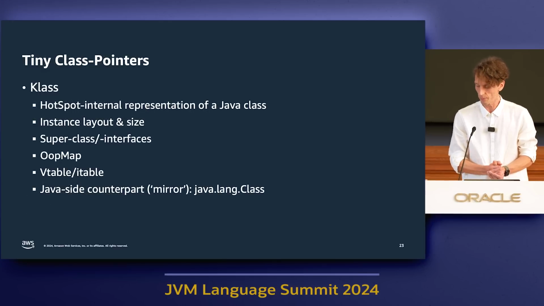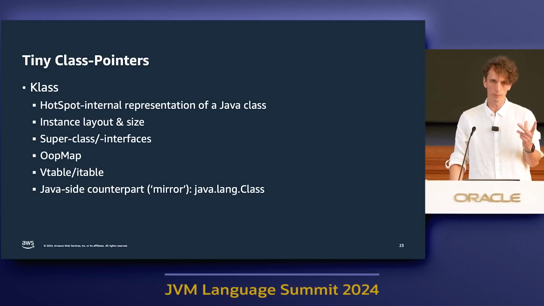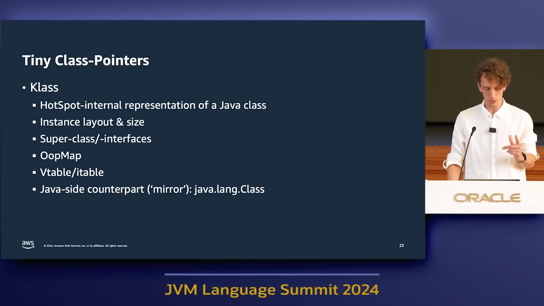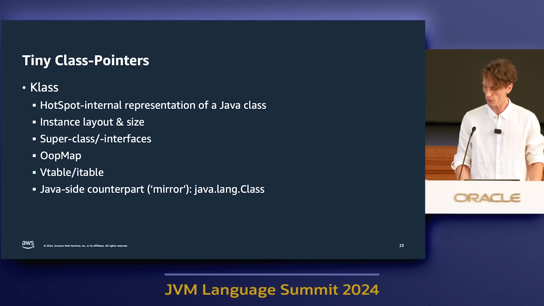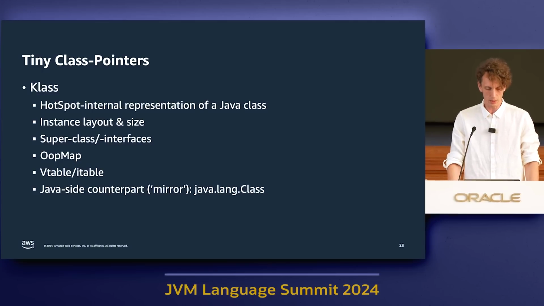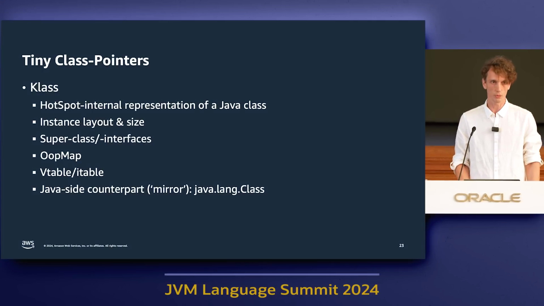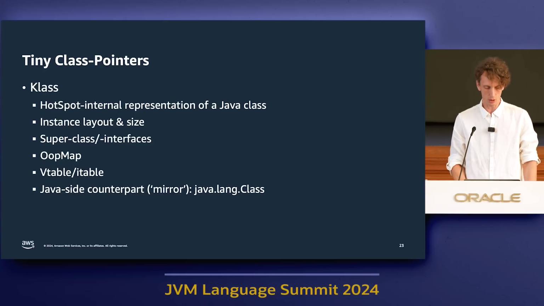How are we doing this? So there's two major topics here. One is about tiny class pointers. The other is compressed compact identity hash code. I want to talk about the tiny class pointers first. So what is terminology? First, we have a structure that is called Klass with capital K. This is intentional. This is the HotSpot internal representation of a Java class. It has all the information that it needs. For example, instance layout, instance size, superclass, interface information, the OopMap for the GC support, vtable, itable, etc. And the Java side counterpart is java.lang.Class. This is also linked from there.